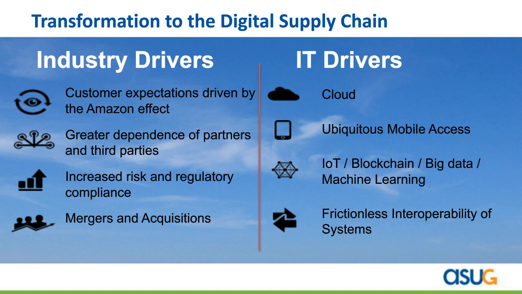Then we can talk about what is going on in the technology world. So the proliferation of devices and what we call industrial IoT or IoT, new technologies coming online in the area of blockchain and things of that nature, the ability to store vast amounts of data, so big data, data lakes, and then the integration of machine learning and the use of machine learning across the supply chain is now starting to become very prevalent. And we'll go into some examples of that as well. And because of all these different industry drivers and IT drivers, it is very important to have that frictionless interoperability of systems.